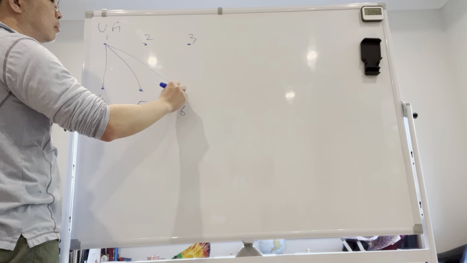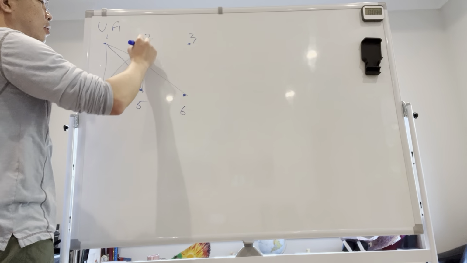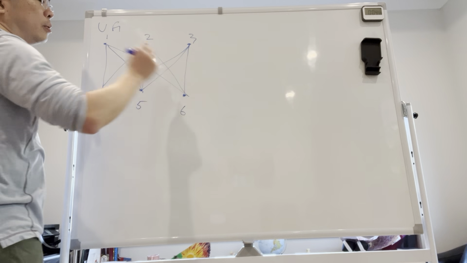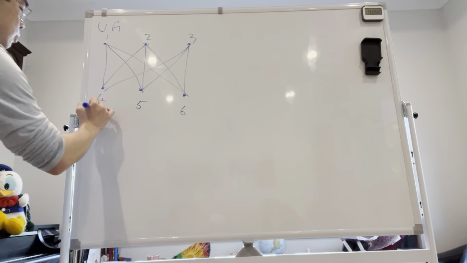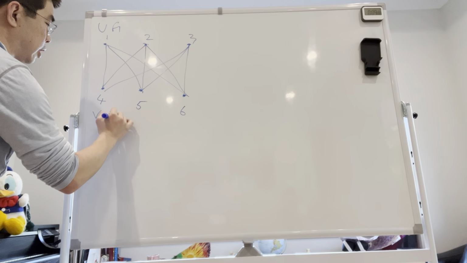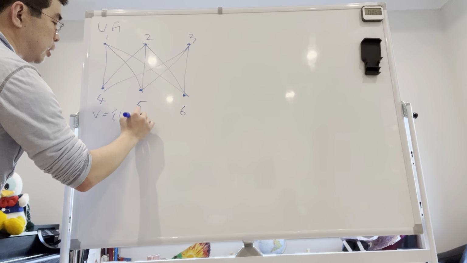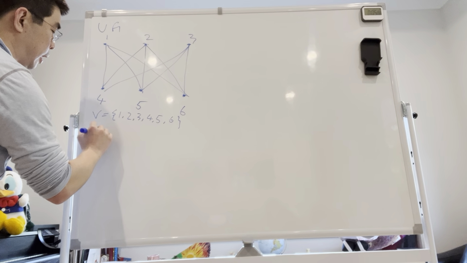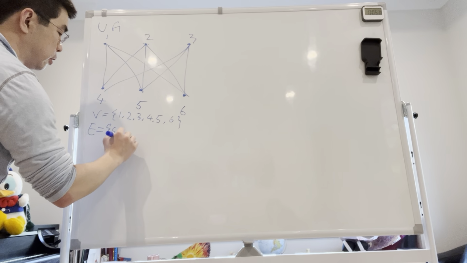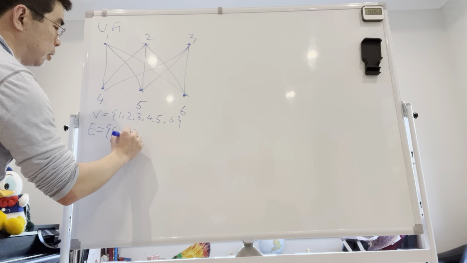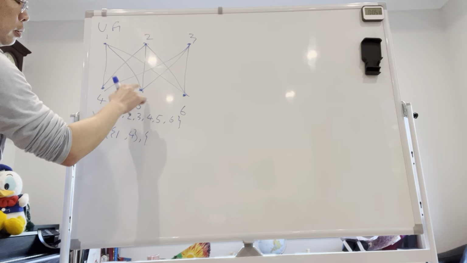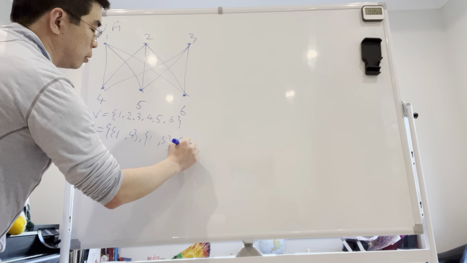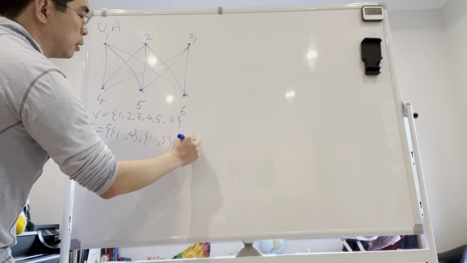And then this is a good city where every house is connected to every utility company. So using the notation that we had last time, the vertex set is 1, 2, 3, 4, 5, 6. Can someone help me with what the edges are? The first one is 1, 4. What's the second one? 1, 5. Third one? 1, 6.